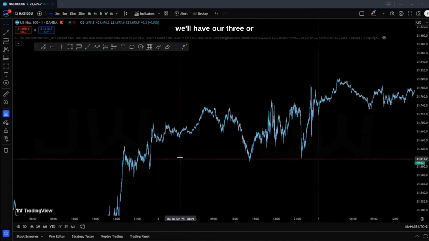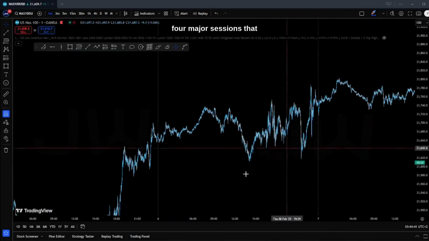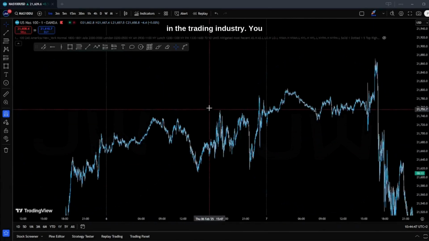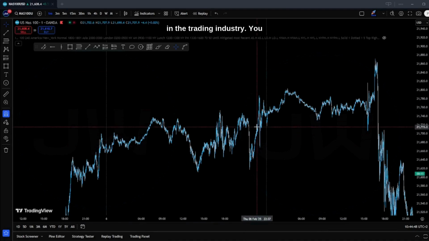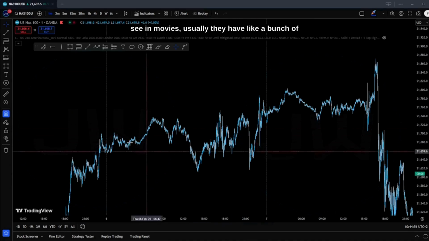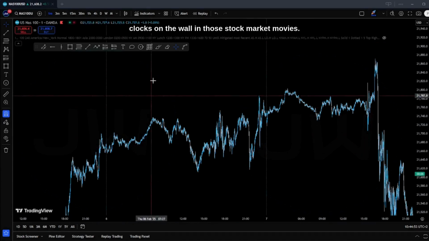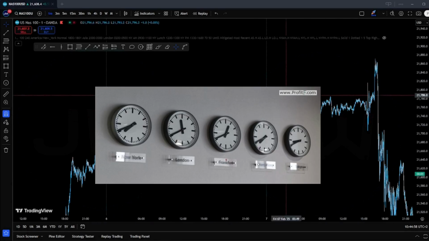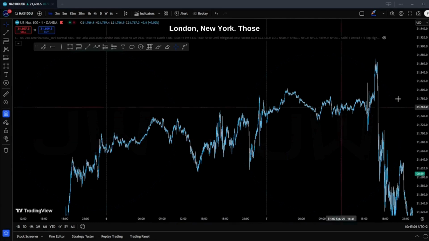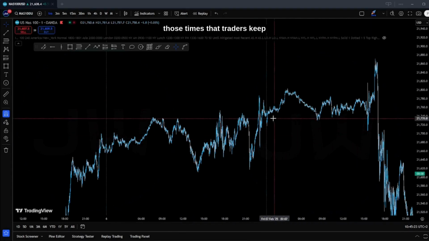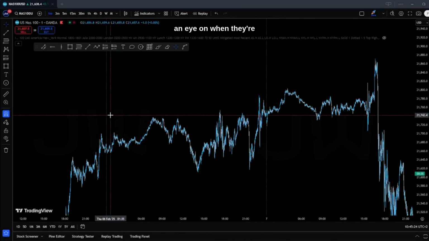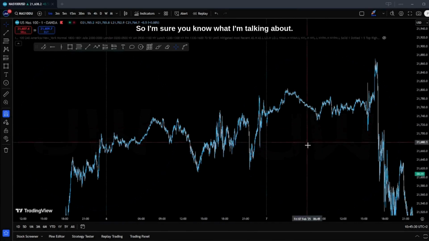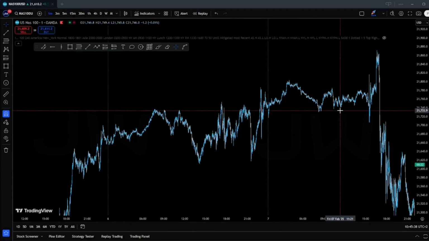And usually we'll have our 3 or 4 major sessions that you'll find that are quite common in the trading industry. If you see in movies, usually they have like a bunch of clocks on the wall in those stock market movies. And you'll see the label, it will say Sydney, Tokyo, London, New York. Those are the times that traders keep an eye on when they're watching out for their sessions. So I'm sure you know what I'm talking about.